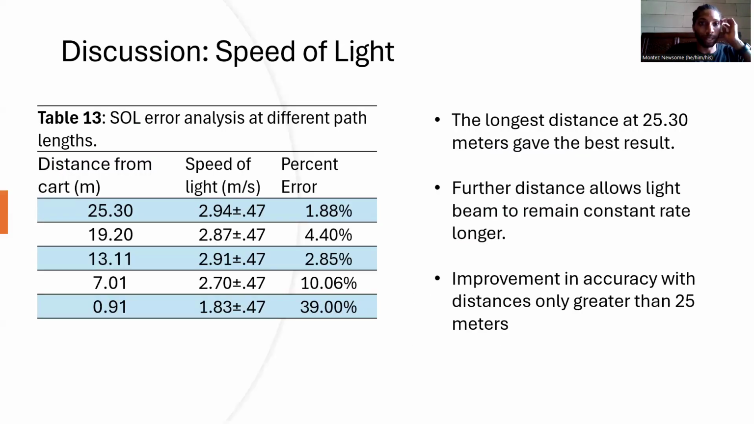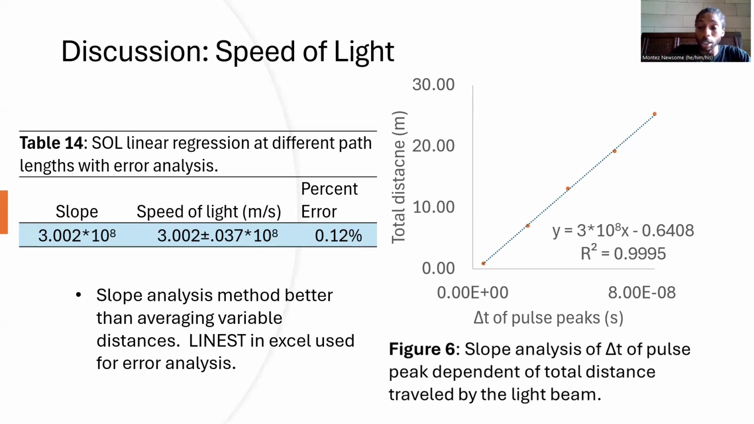Now, the discussion of the speed of light: the longer the distance, the better the speed of light agreed with theoretical values. As you can see, at 24.3 meters, the percent error was 0.38. However, the percent error decreased with doing a slope analysis, getting a linear regression done with a plot that was generated in Excel to get a speed of light of 3.002 plus or minus 0.037 times 10 to the 8, which had a percent error of 0.12%.